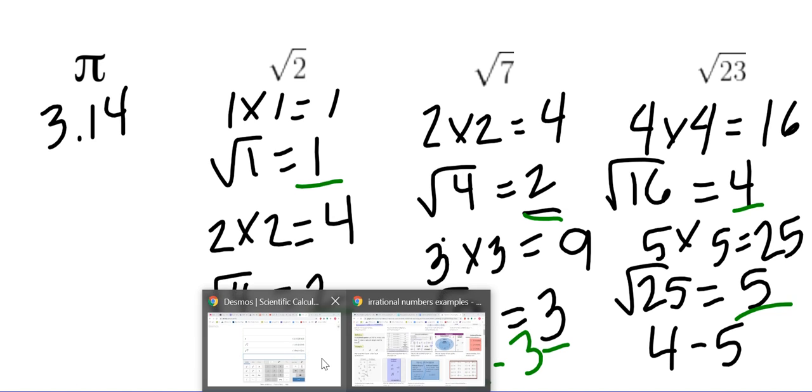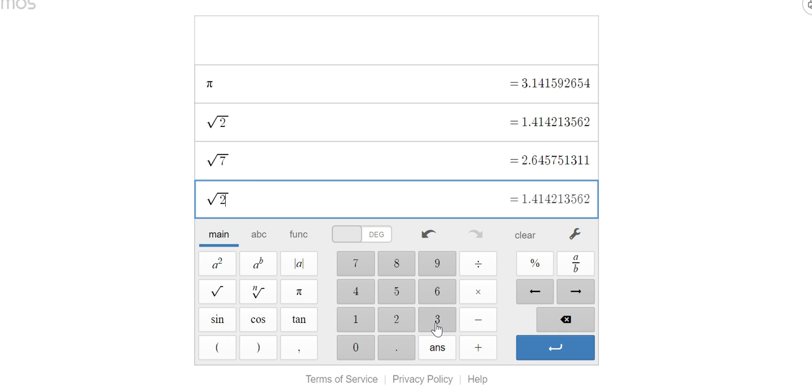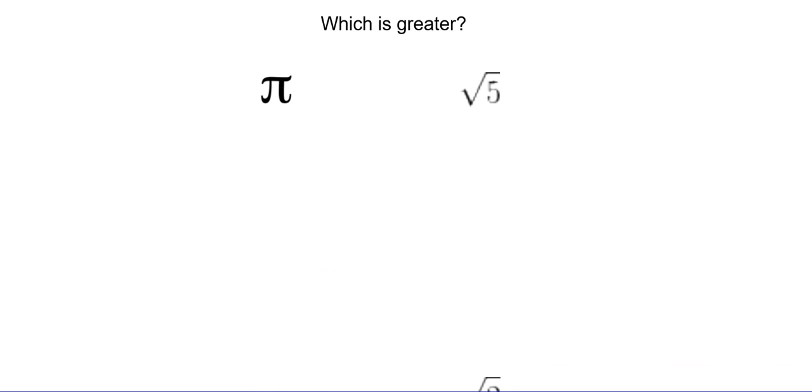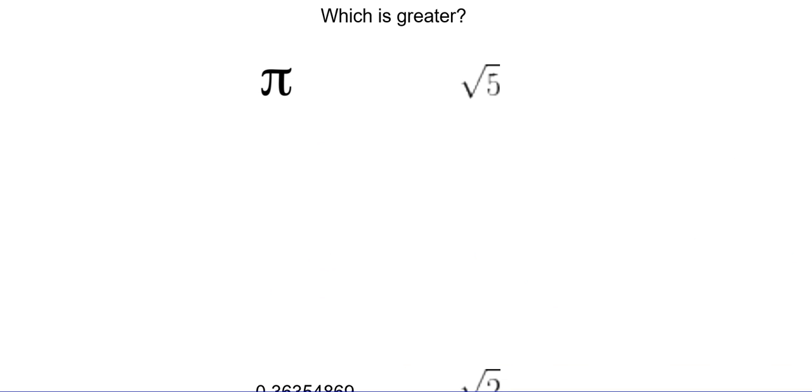Okay, let's go check our calculator. Square root of 23. Sure is. That is in between 4 and 5, 4.79. Awesome. All right, now that we have an idea of how to make some approximations with our irrational numbers, let's do some comparisons and see if we can figure out which irrational number is greater.